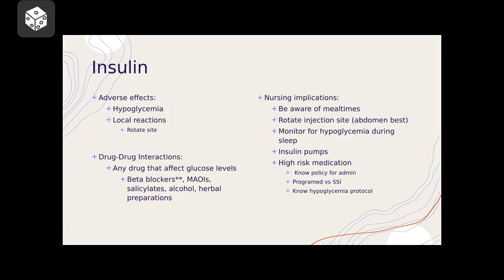Our nursing implications. So as a nurse, we need to be aware of our onset and peak. That way we're aware of meal and snack times. We also want to make sure that we are rotating our injection site to prevent that irritation. Research has shown that the abdomen has the best absorption, so we recommend using the abdomen as the best injection site, but we do recommend rotating it.